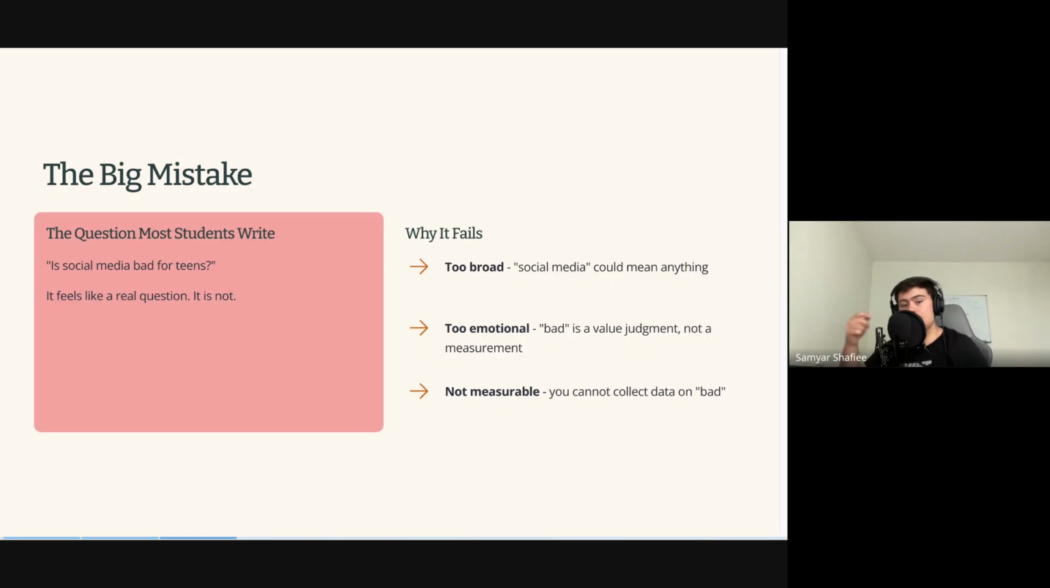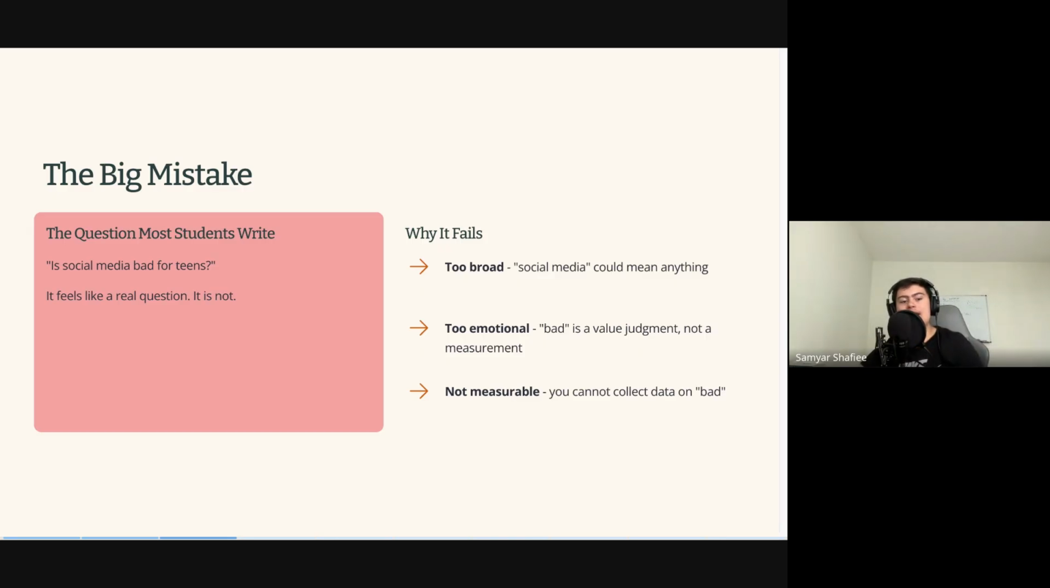Here are a few reasons that it might fail. For instance, it is too broad. Social media could mean anything. Social media could mean YouTube. Social media could mean Twitter or X. Social media could mean a bunch of other things. So just categorizing it as social media is way too broad for a research question.